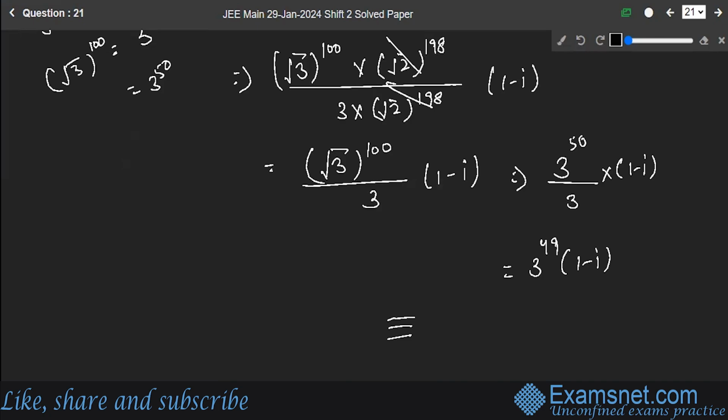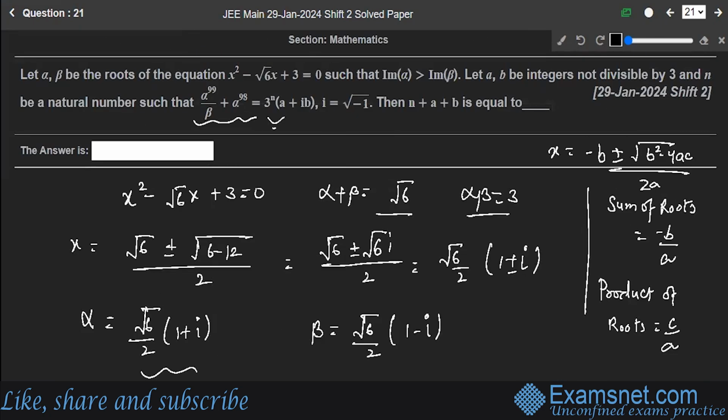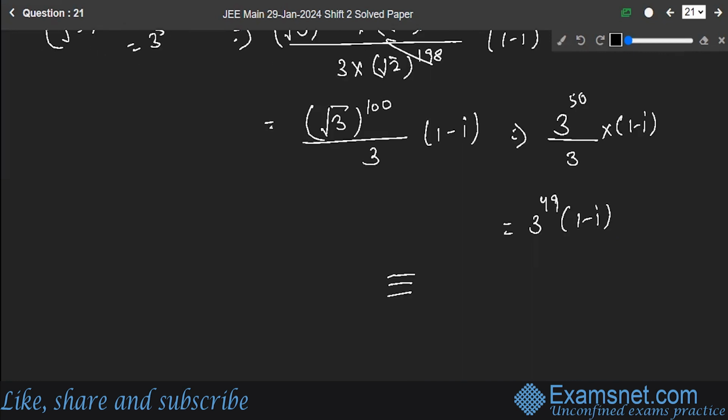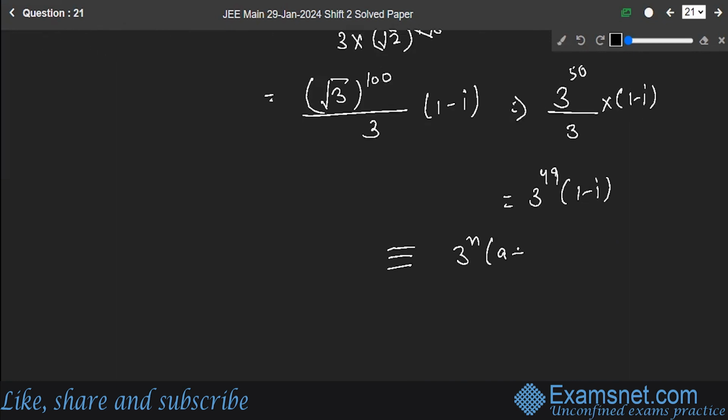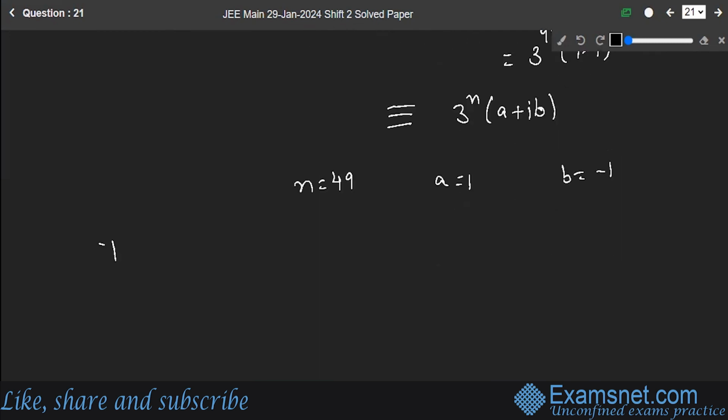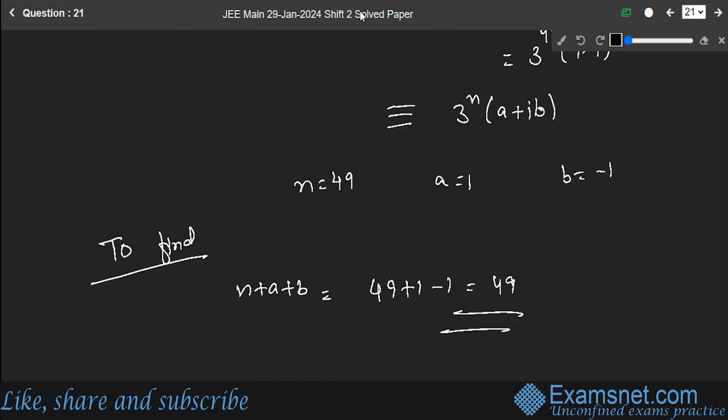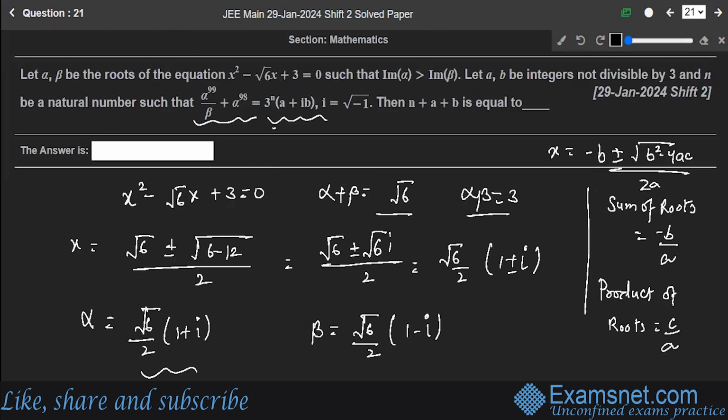Let's compare it with the given expression, which is equal to 3 power n into a plus iota b. So here you have n is 49, a is 1, b is minus 1. What you have to find out was n plus a plus b: 49 plus 1 minus 1, that's 49. Okay, so this is the answer to the question, 49. Hope you're clear with this. Let's move to the next question.